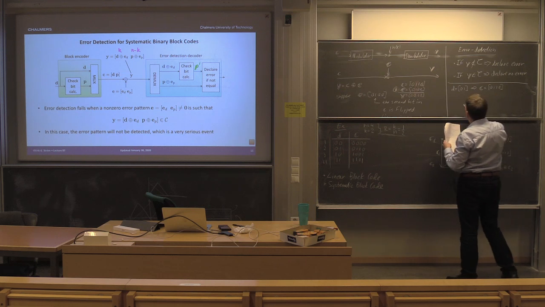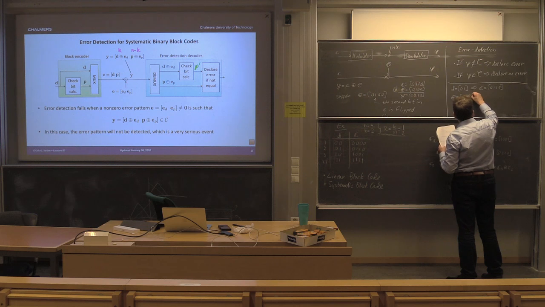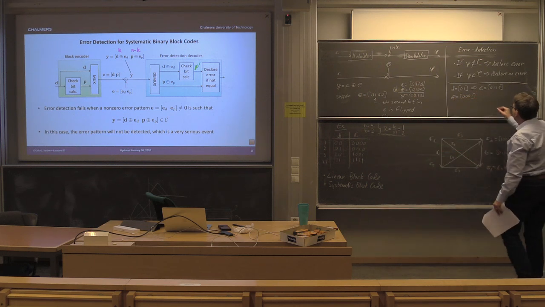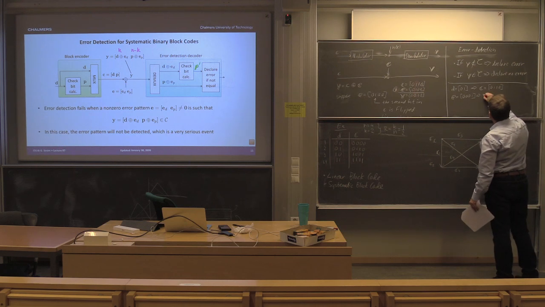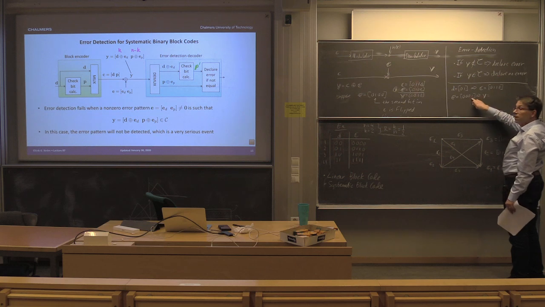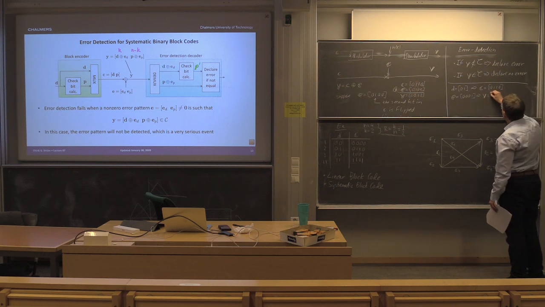Now suppose E is equal to 0, 0, 0, 1. Then Y, the received bits, would be the same as we transmitted, except that the fourth bit will be flipped. This I can deduce from the error pattern here. So it would be 0, 1, 1, 1.